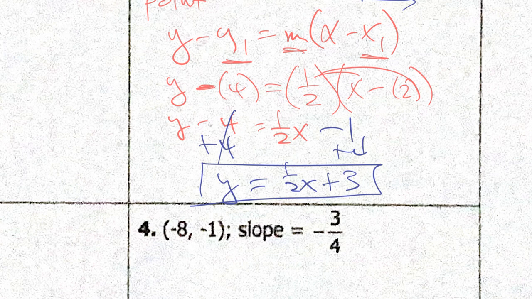Also notice our slope is negative. That negative sign is only going to be able to be used with either the 3 or the 4 when we multiply with it. Okay? So just kind of noticing those things. All right?